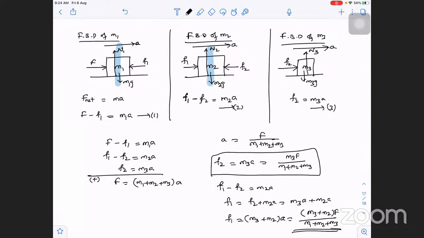Okay, I think by this time you understood that vertical forces will cancel out. Weight and normal reaction cancel out, so there is no need to consider them in these particular cases. Vertical forces will cancel out. You have to worry only about horizontal forces.